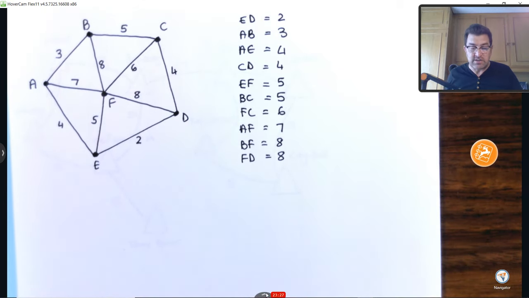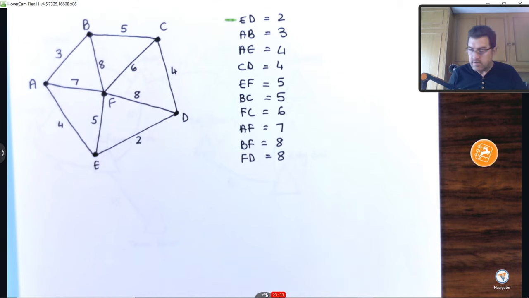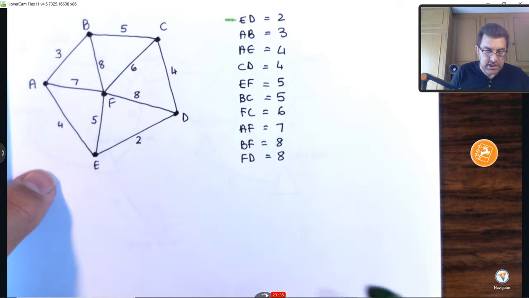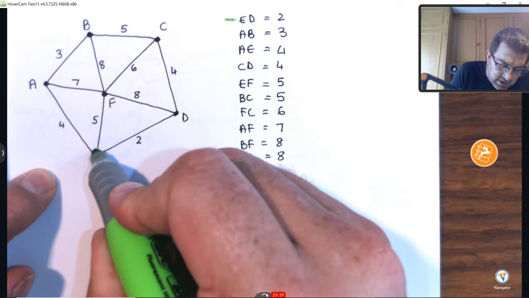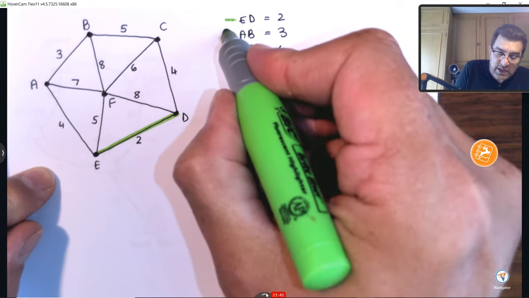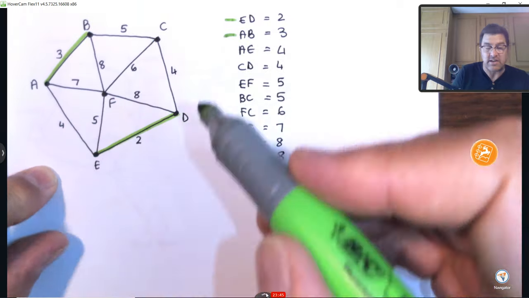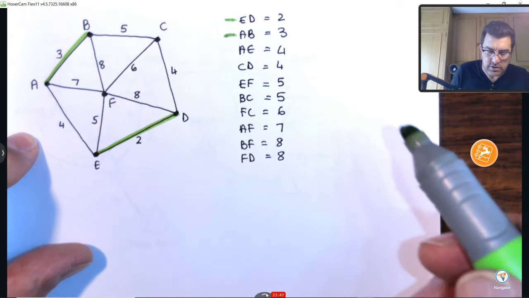So let's start with our first edge with minimum weight. That edge is edge ED. Okay, so there we go. Then we have a second edge AB. So far we haven't formed any cycles yet, so far so good.